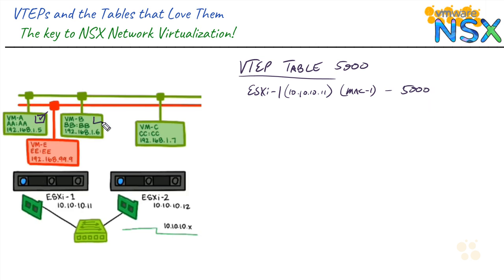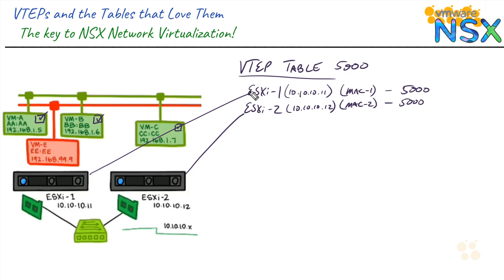What happens when we boot virtual machine B? Well, nothing. ESXi1 is already an entry in that table. But what would happen when virtual machine C boots up? Well, then we'll have an entry added for ESXi2. Now, initially, of course, these entries are localized to the host on which they reside. How are they going to be interchanged?